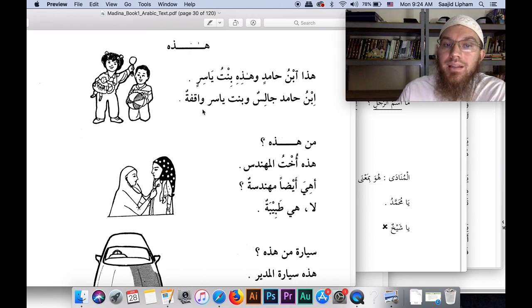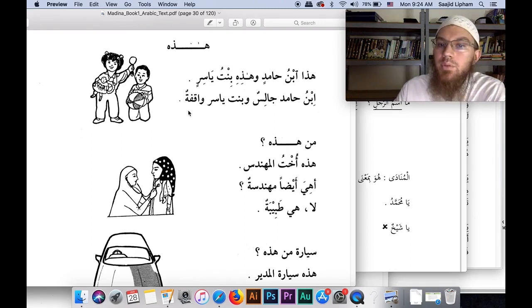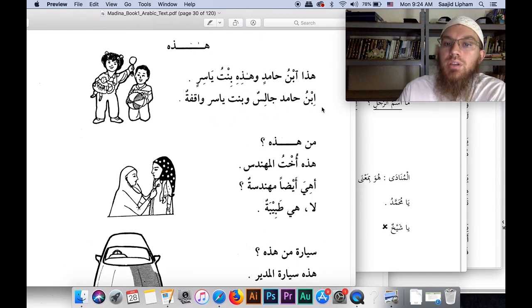And how can you tell that it's in its feminine form? Because of the ta marbuta, which we learned in the past, is what is often used to indicate that something is feminine. Ibn Hamidin jalisun wa bintu Yasirin waqifatun. The son of Hamid is sitting and the daughter of Yasir is standing.